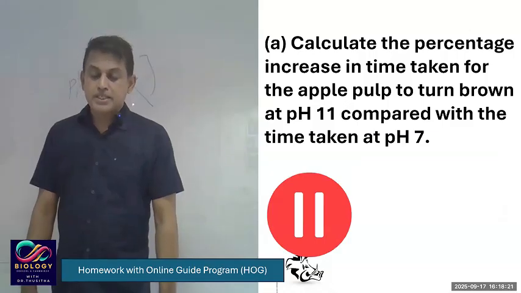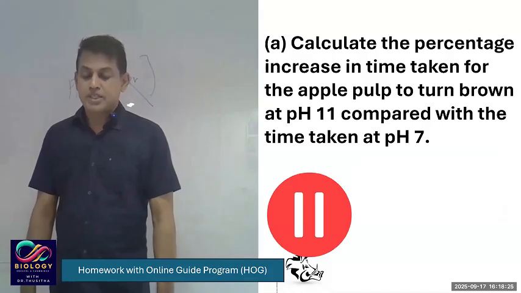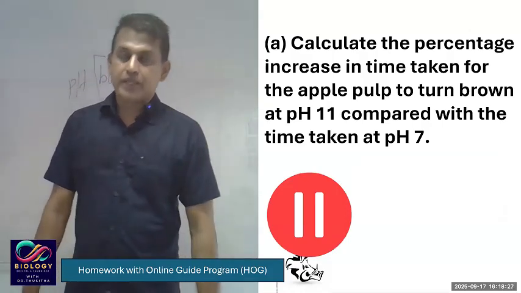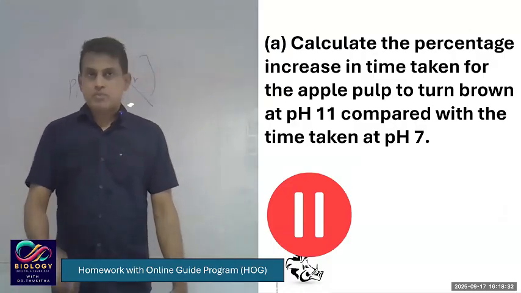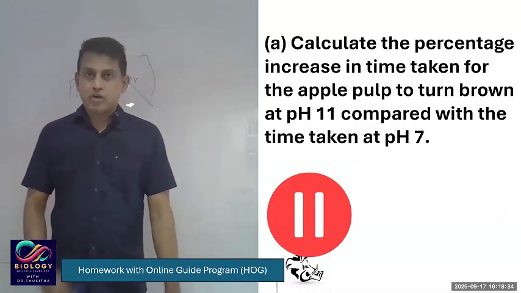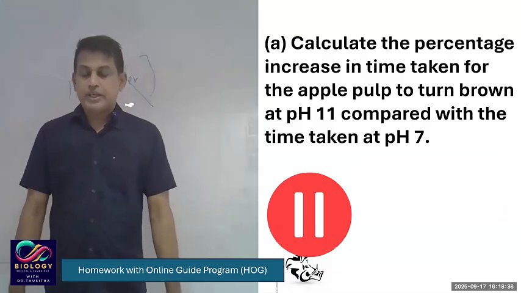Now calculate the percentage increase in time taken for the apple pulp to turn brown at pH 11 compared with the time taken at pH 7. If you think you can manage this question, just pause the video and calculate it, and then check whether it works or not.